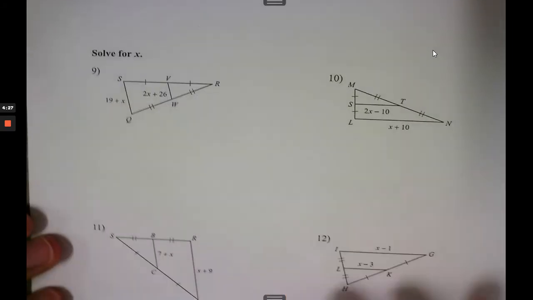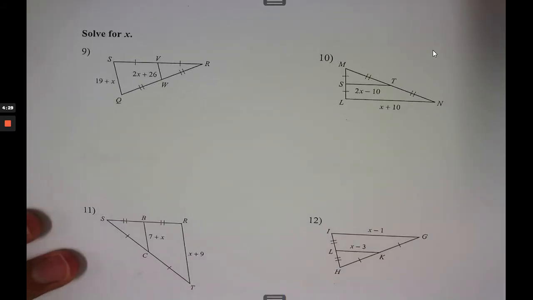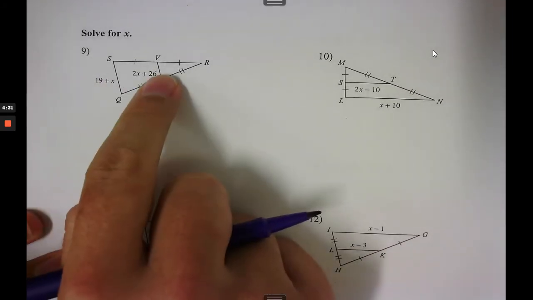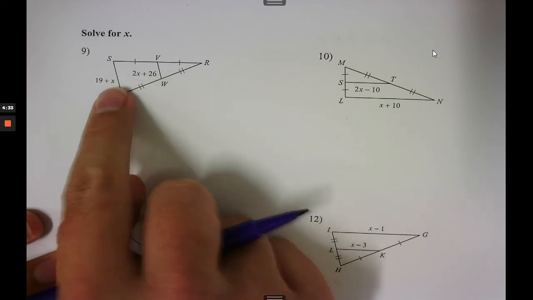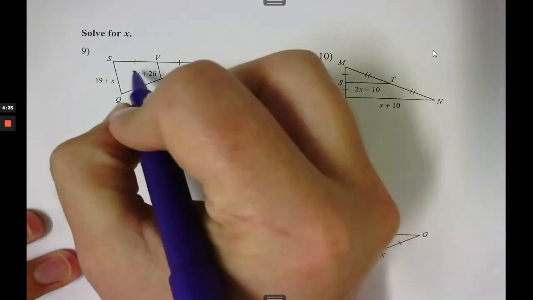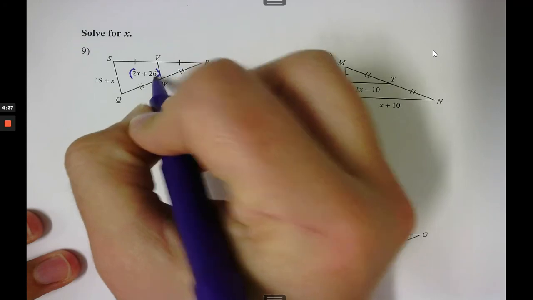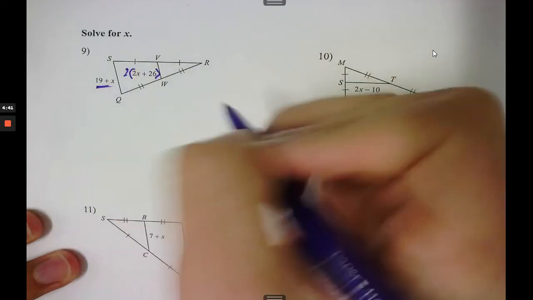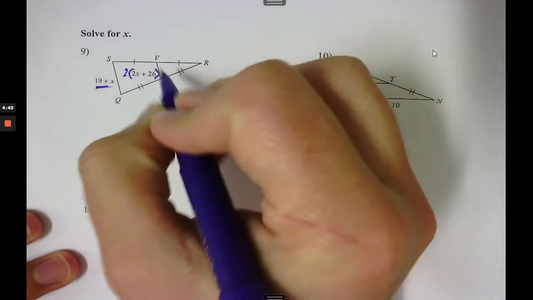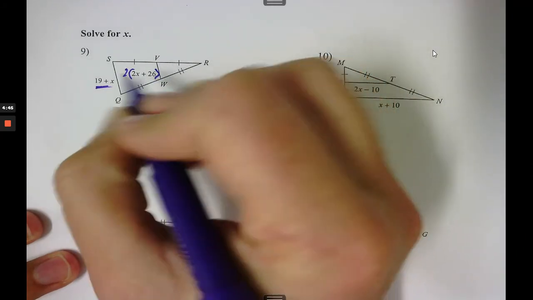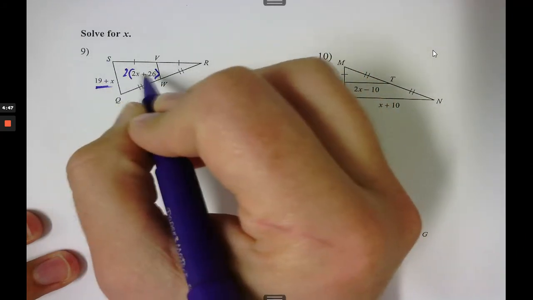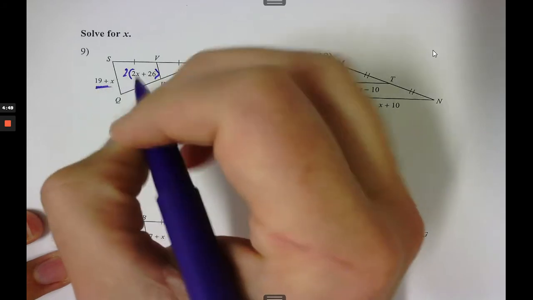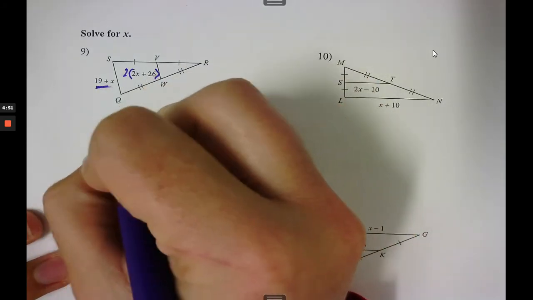Now, in the last section, solve for x. I don't know what either of these lengths are exactly, but I do know the relationship between them. Okay? This needs to be multiplied by 2 in order to equal this line out here. In other words, VW is half of the size of SQ, so I need to multiply it by 2 so that they can be equal to each other. Then I just set that problem up.